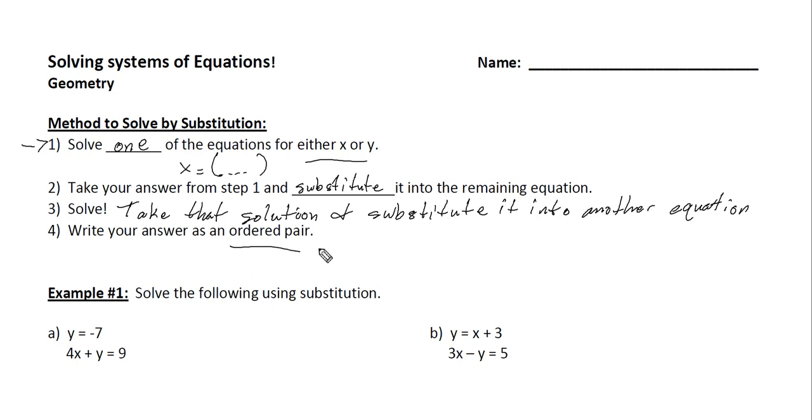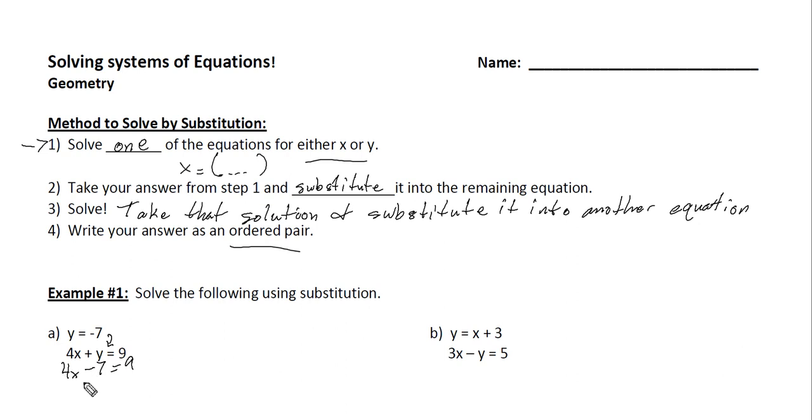All right, so let's try out this first example. In example 1, we have y equals -7, and then 4x plus y equals 9. In this one, we've actually already skipped a couple steps. We already know that y equals -7. So we can substitute -7 into the second equation to help us solve for x. So we have 4x plus -7, or just minus 7, equals 9.